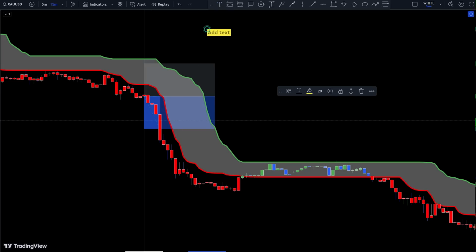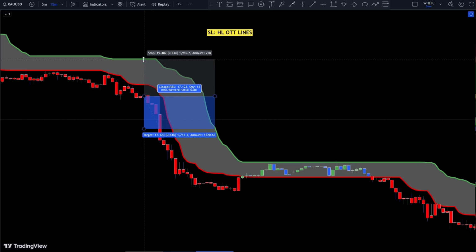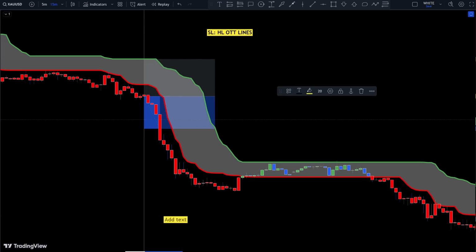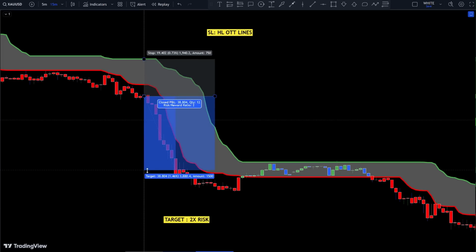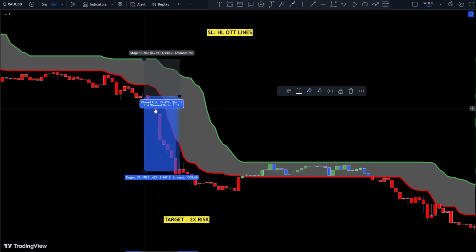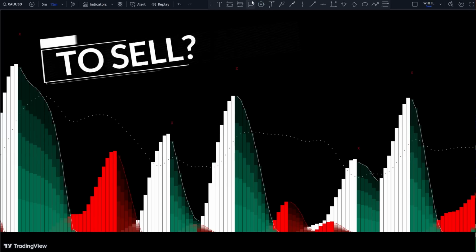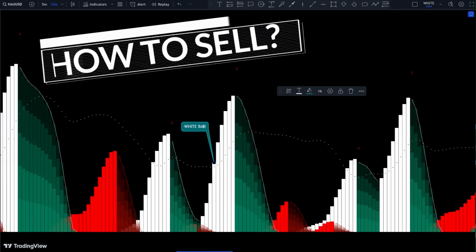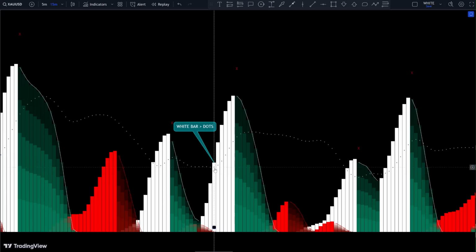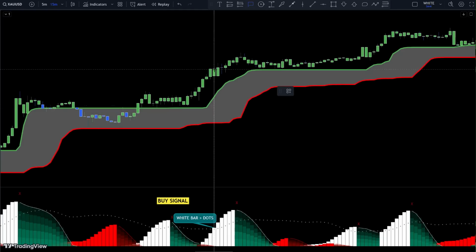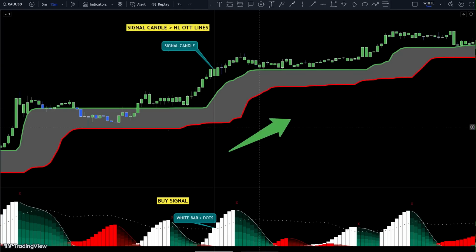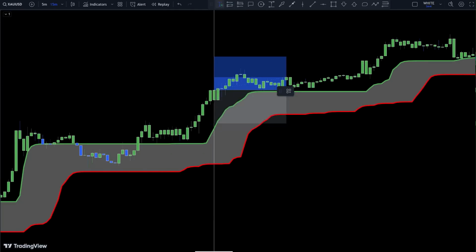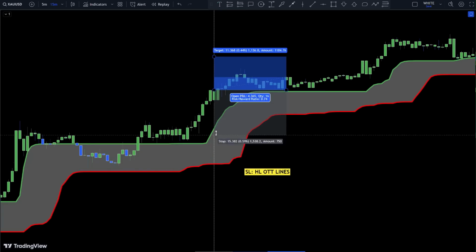Set your stop loss at either the upper or lower line of the HLOTT indicator. And try setting your target at 2x the risk of your trade for the solid risk to reward ratio. For buy trades, it's basically the opposite. We're looking for a green bar above the dots and an uptrend on the chart, with the signal candle's close price above the upper line of the HLOTT. Confirm the buy signal and set your stop loss and target, and you're ready to roll.